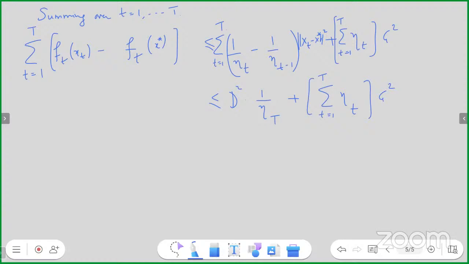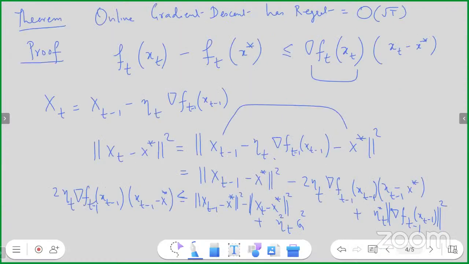Sorry? G is also dependent? No, what we are assuming here is that for all functions across all time, the gradient square is upper bounded by G. That's an assumption we're making. So you take the max of all if each of them are different.